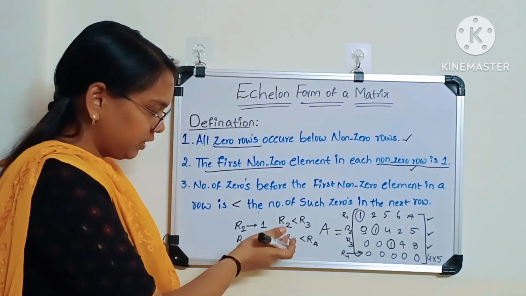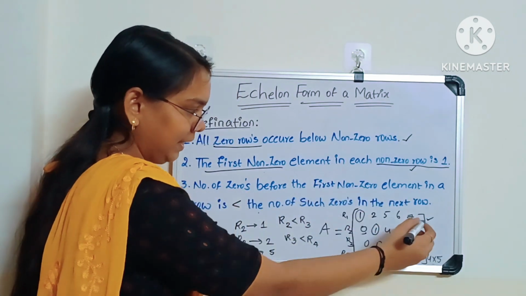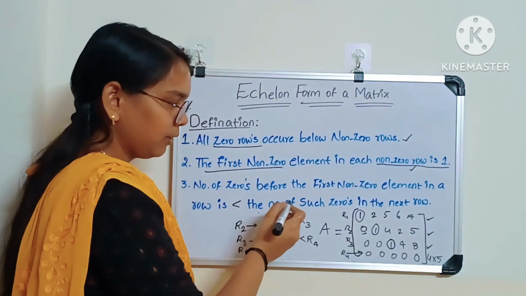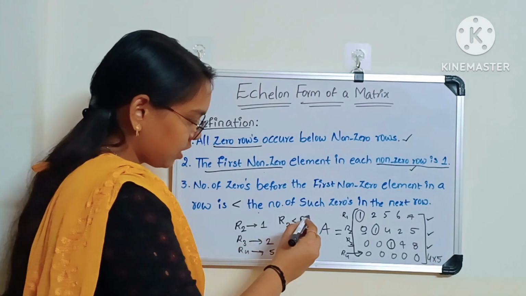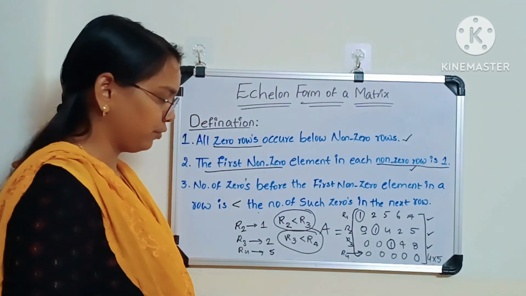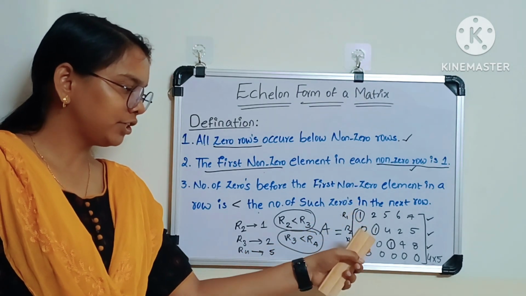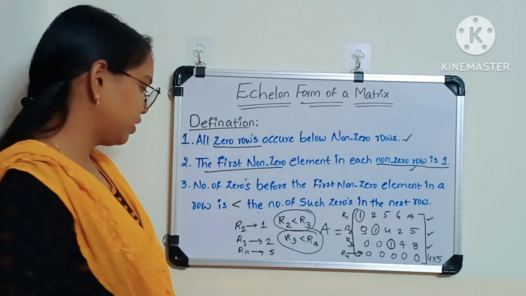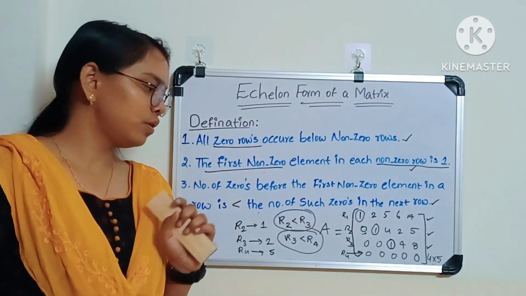Here also it is saying that the number of zeros before the first non-zero element should be less than the number of zeros in the next row. That means R2 is less than R3, or R3 is less than R4. Here also it is satisfying: the number of zeros is less than the next row's zeros. So here condition 3, rule 3, is also applicable.